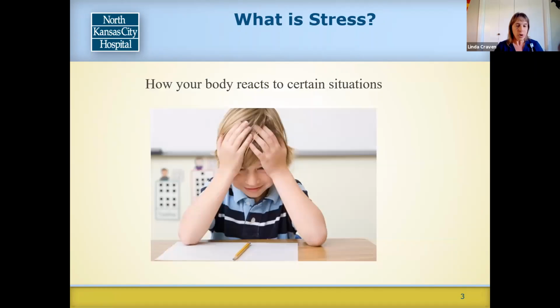Okay, we're going to start out by defining stress, kind of a catch-all definition for everybody. Stress is how your body reacts to certain situations, right? And how I react to stress is going to be different than how you react to stress. So we can see this little guy here, he's looking like he's having a hard time just looking at that paperwork he's got to do. Stress can be positive or it can be negative. In this situation, he's experiencing probably some negative feelings about the stress he's having.